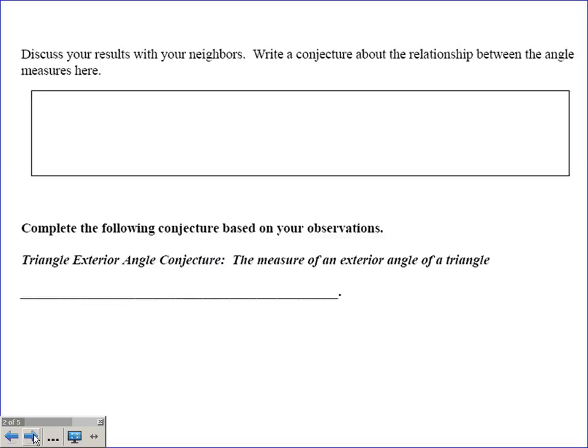Okay? So your conjecture could be something like this. If you have this triangle, and I'll just name these kind of generically, this is angle 1, this is angle 2, this is angle 3, and on the outside is angle 4. Basically, the conjecture to me is that 1 plus 2 equals 4. Okay? So angle 1 plus angle 2 is going to equal the measure of angle 4. 1 plus 2 equals 4.